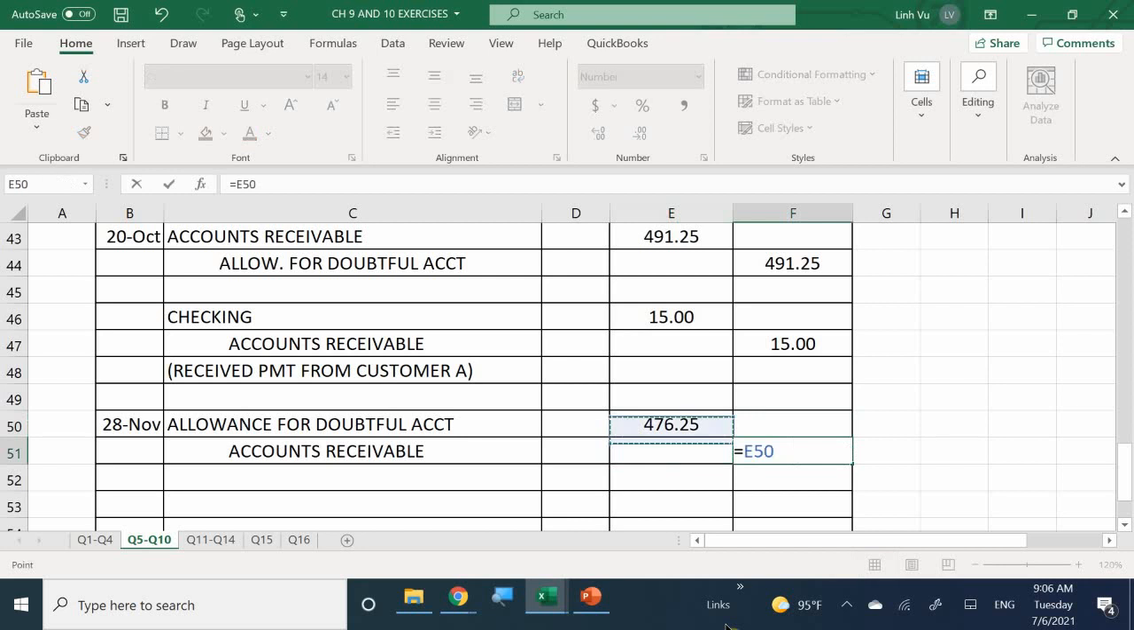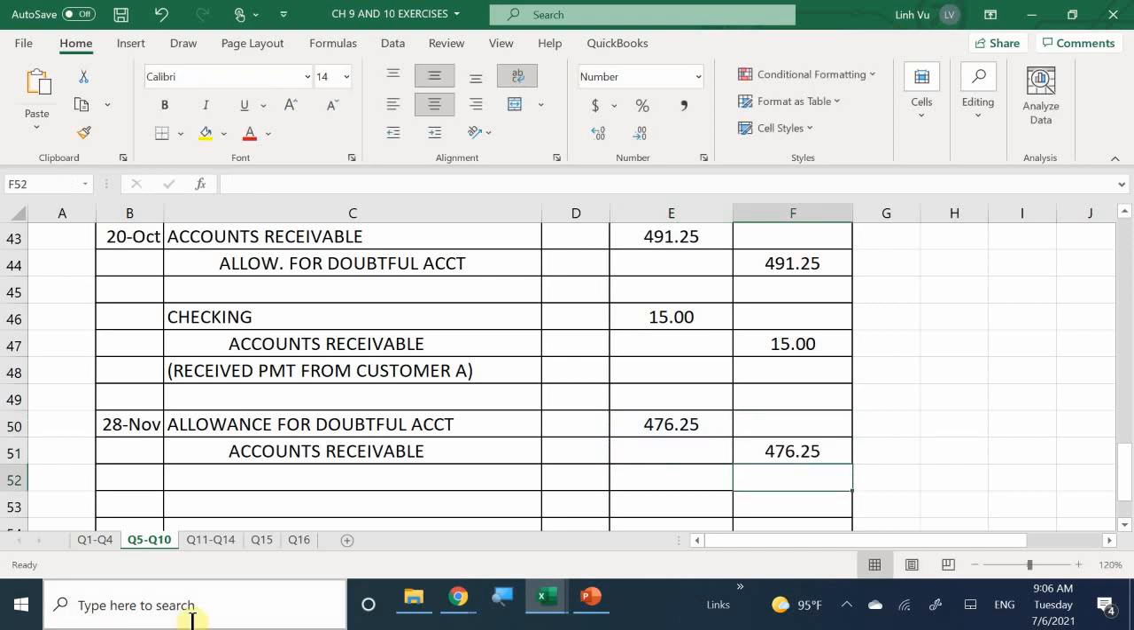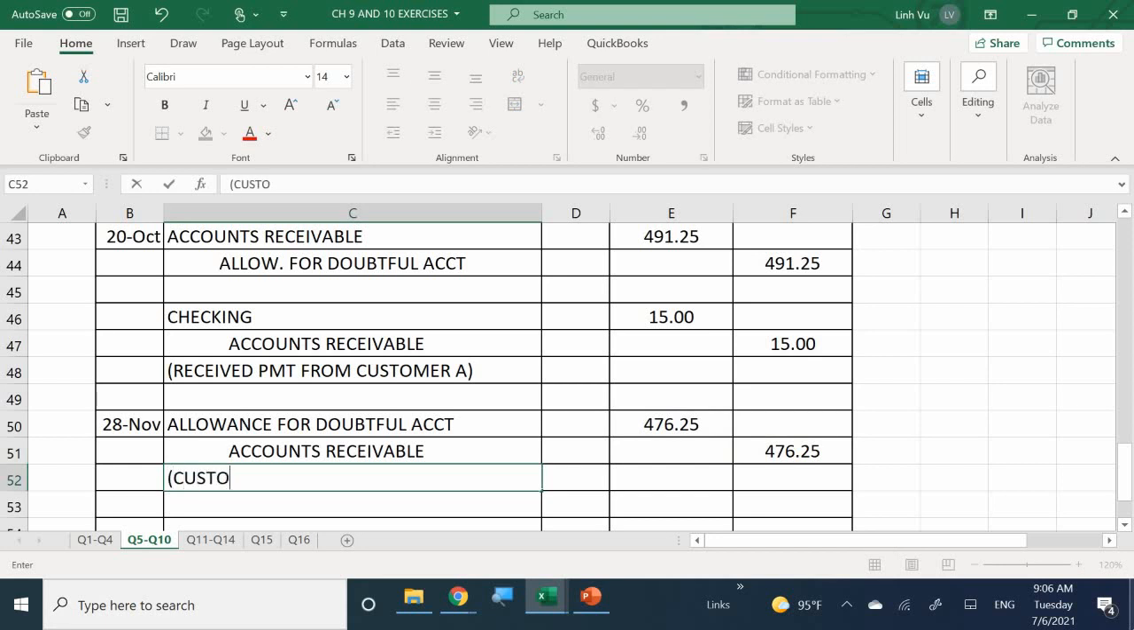$476.25. Right? Good. Okay. And I'm also going to go ahead and record that this is customer A's accounts receivable balance. Okay. Now, a lot of people have a lot of questions in regards to this. Okay, so, well, what happens to the sales tax and what happens to the actual amount that you sold?